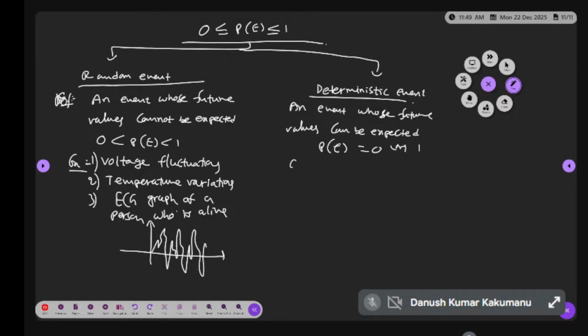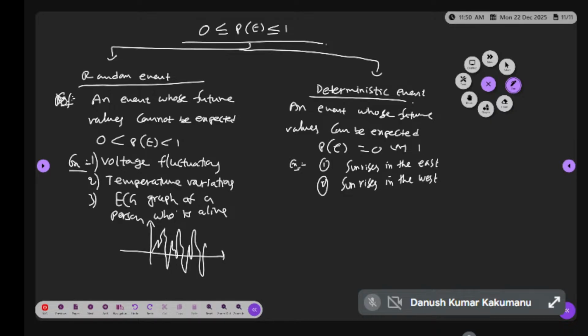Right. For this one, what are the examples of the deterministic event? Random probability limits are what? You may expect that question also. 0 to 1 in between, random. Deterministic event probabilities are what? 0 or 1. Examples for the deterministic event. Compulsory: sun rises in the east. Yes or no? Second: sun rises in the west.